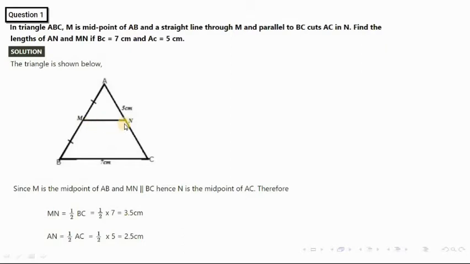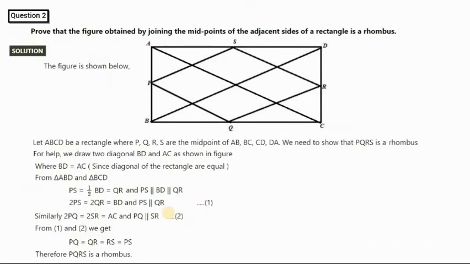Now we need to calculate AN. Since N is the midpoint of AC, AN will be half of AC, which is half of 5, which is 2.5 centimeter. So you may pause the video to note down. Now let us see the next question.